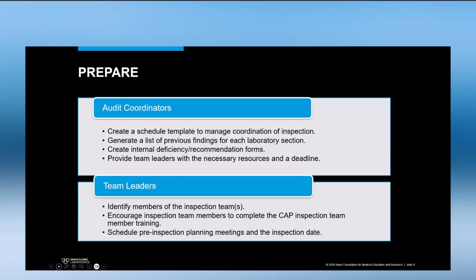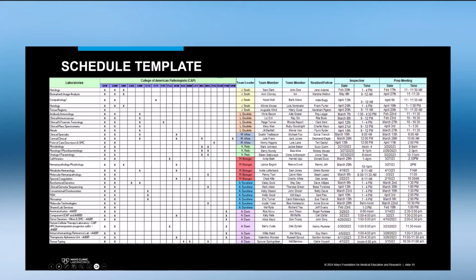And so this is an example of the schedule template that the audit coordinators create for that coordination of the inspection. So on the left side, you can see that we have the list of laboratories. And then next to that, it shows which checklists apply to that laboratory. We identify that team leader for each lab, who the team members are, the resident and fellow that's assisting, and when that inspection date and time is, and when their prep meeting date and time is.